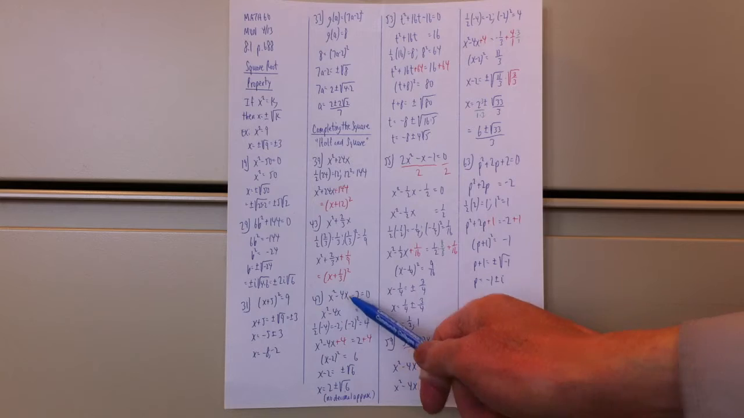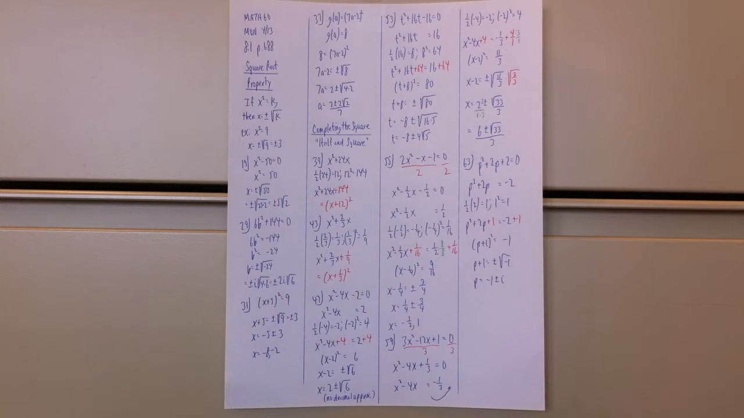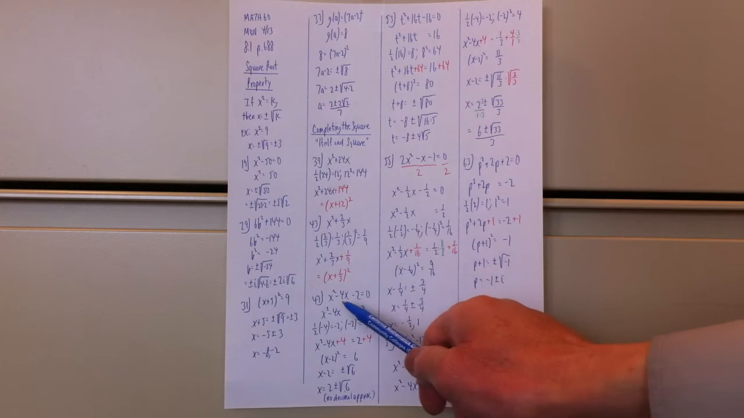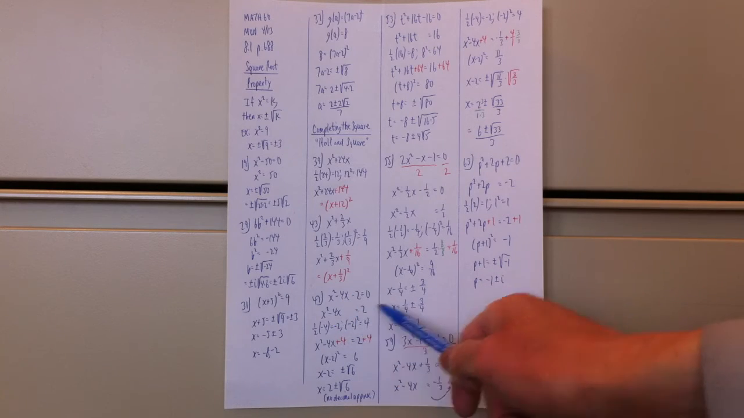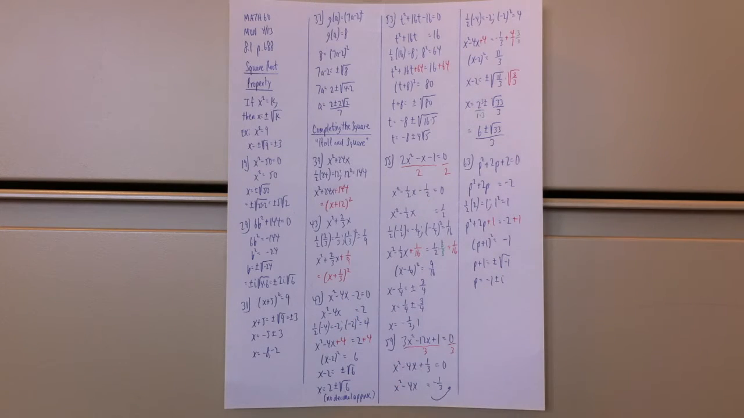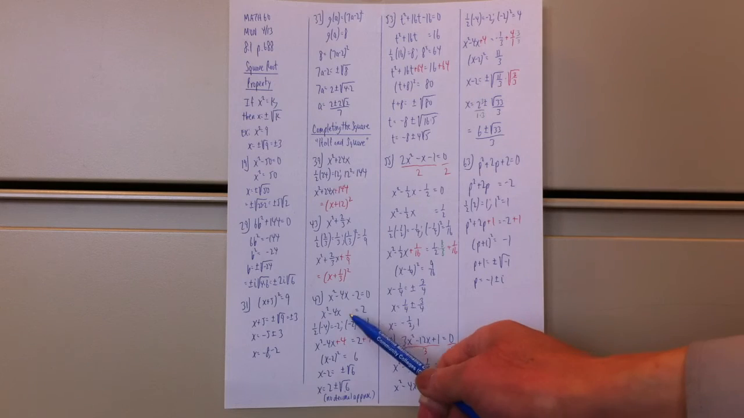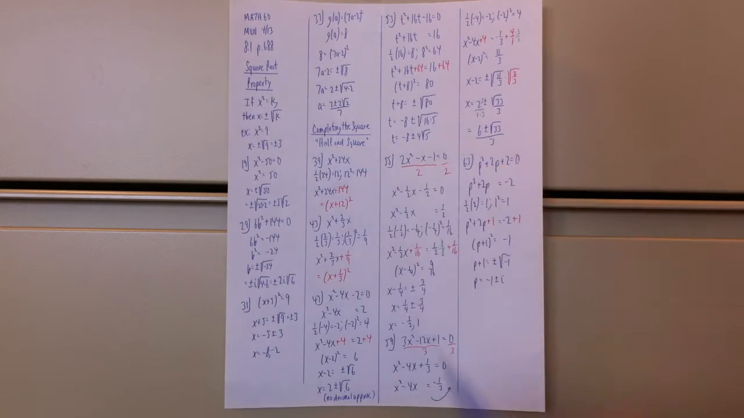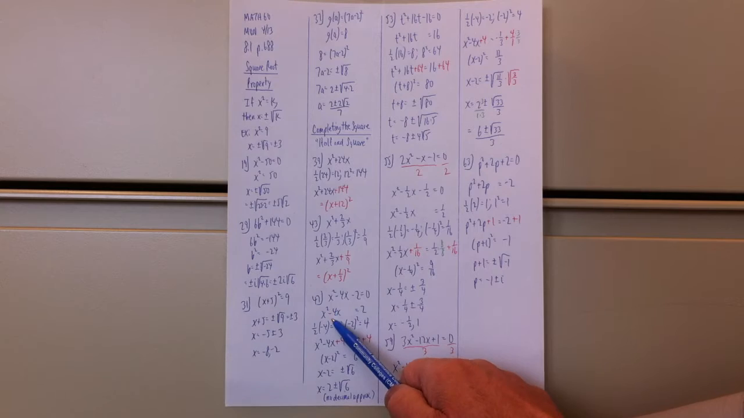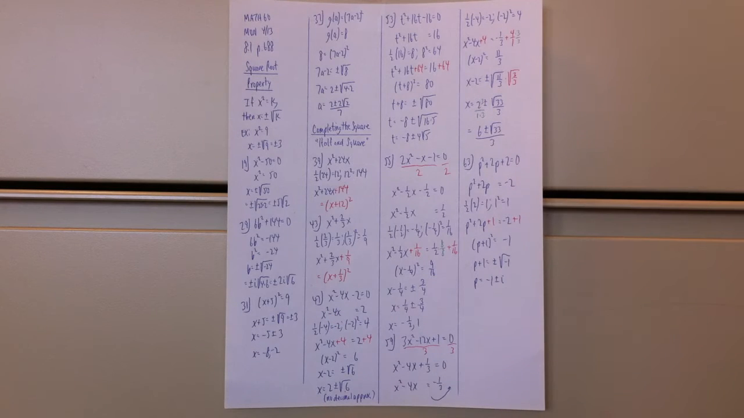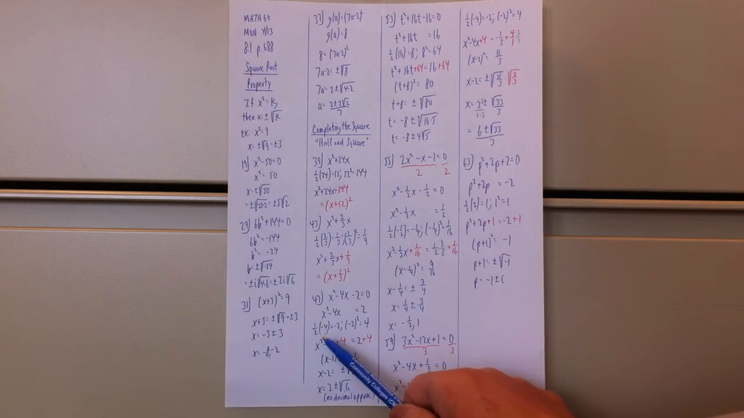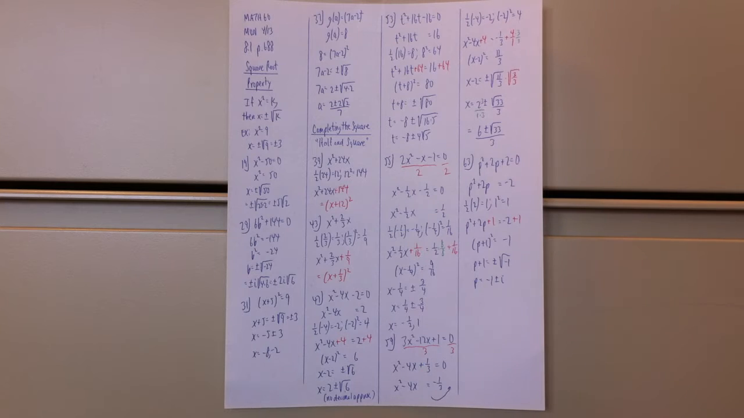So look at 47, x squared minus 4x minus 2 equals 0. First thing I want to do is move the constant over to the other side, so I'll add 2 to both sides. x squared minus 4x equals 2. Now I do the completing the square process, half and square. So I take half the coefficient of x and square it. Half of negative 4 is negative 2. Negative 2 squared is equal to 4.